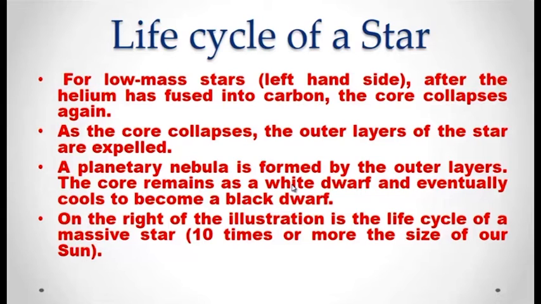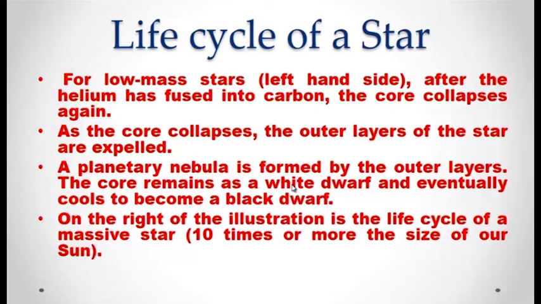Earlier, before reaching the red giant phase, the inner part of the star, the core, starts contracting and the outer layer starts expanding. Because of that, the star appeared red, and the temperature of the star reduces so that it becomes cooler. After reaching the red giant phase, as the core collapses, the outer layers of the star are expelled. A planetary nebula is formed by the outer layers. Now the core remains as a white dwarf and eventually cools to become a black dwarf.